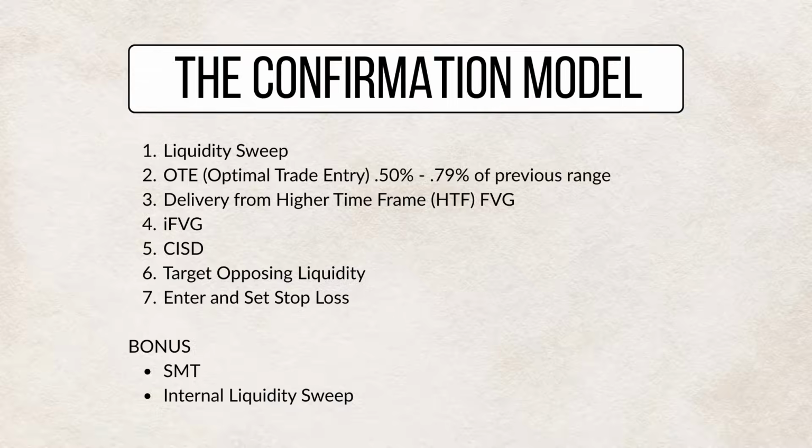This is what it looks like from 10,000 feet. The checklist we need to have in order to confidently enter a trade in the market: a liquidity sweep that happens inside of OTE, delivering from a higher time frame fair value gap, put in an SMT, get an internal liquidity sweep, inverse a fair value gap, see a change in the state of delivery with a clear draw targeting opposing liquidity. We enter the trade, we set our stop loss, and we let the trade play out.